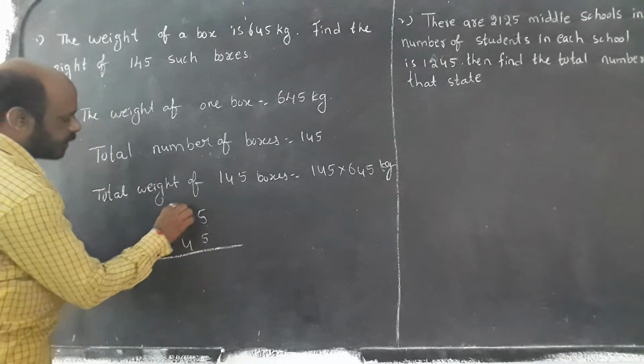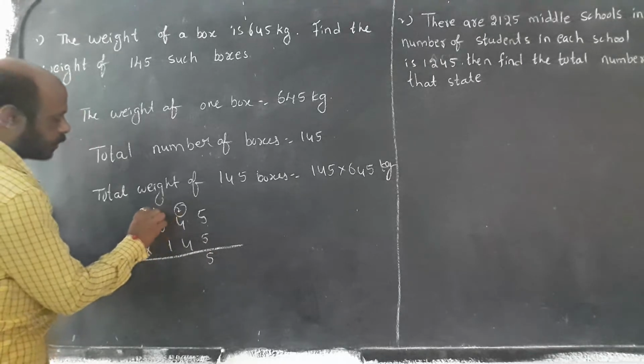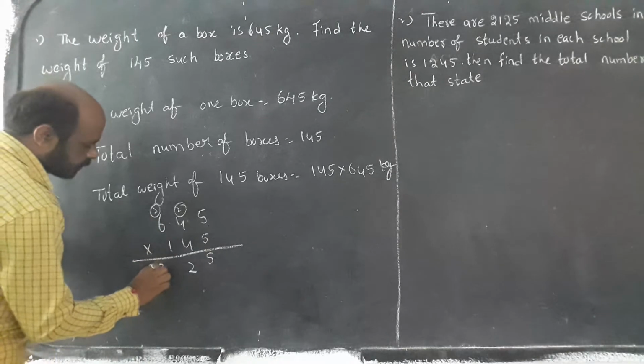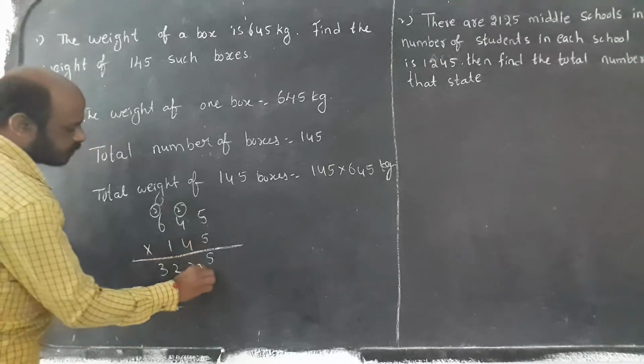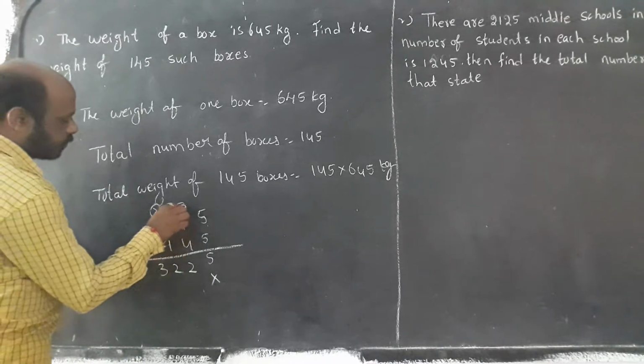5 5s are 25. 5 4s are 20, 20 plus 2 is 22, write 2 and carry 2. 5 6s are 30, 30 plus 2 is 32. Here the first line is over. One space is over. Then we put the multiplication symbol or 0. 4 5s are 20.